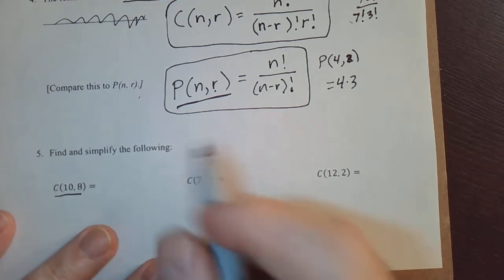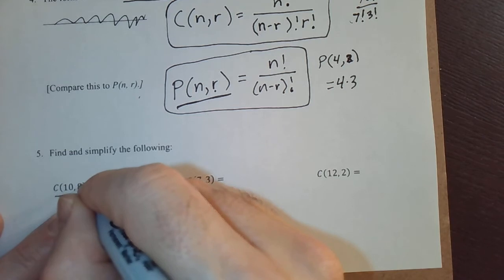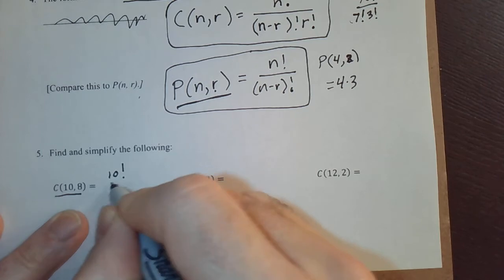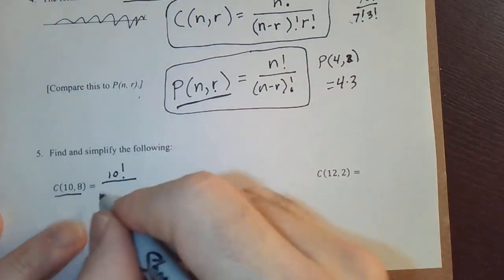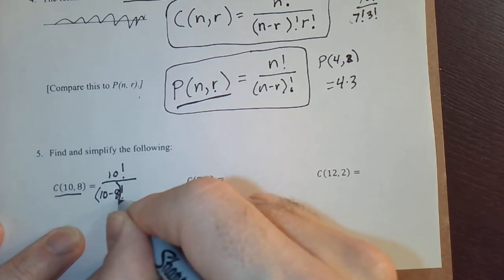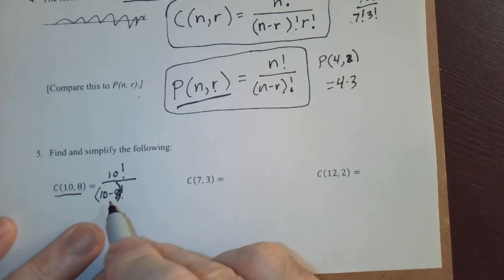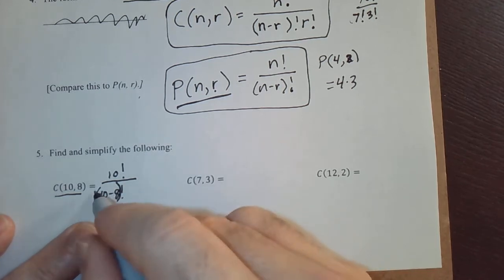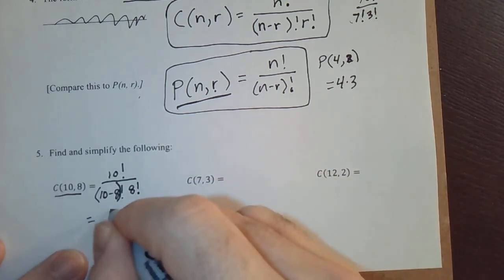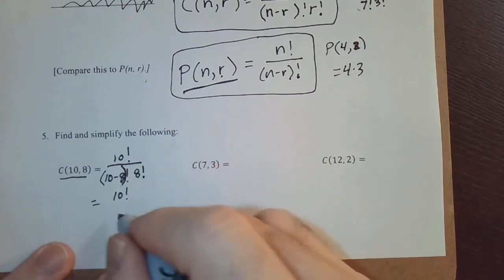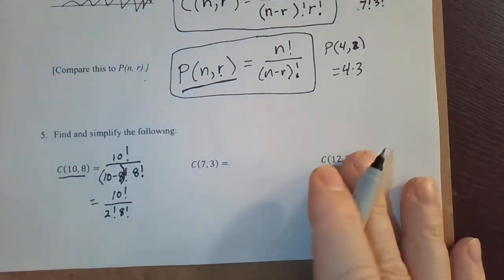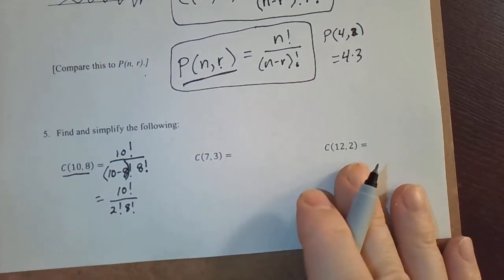Let's use the formula. This is the N, and this is the R. The second one is the R. So the 10 factorial goes on top. And what do we get on the bottom? Well, it'd be 10 minus 8 factorial. 10 minus 8 is in parentheses, so that's really a 2 factorial, times the R factorial, 8 factorial. So if I were to write this again, it'd be 10 factorial over 10 minus 8 is 2 factorial, 8 factorial. All right, I'm going to go ahead and simplify this.